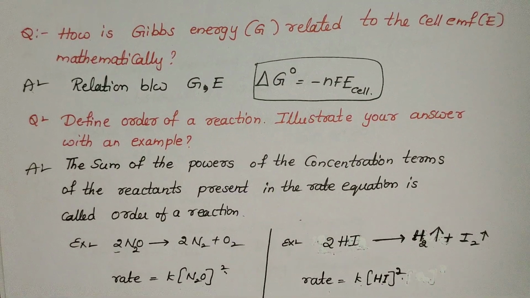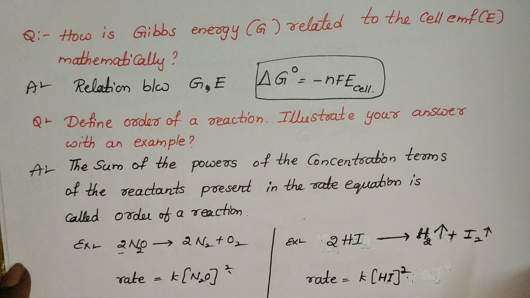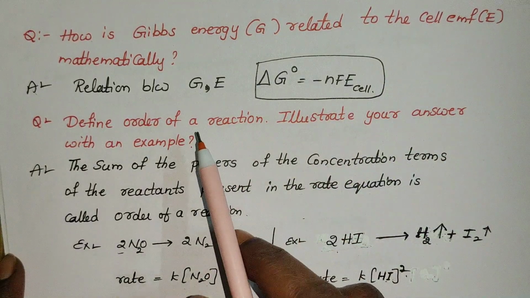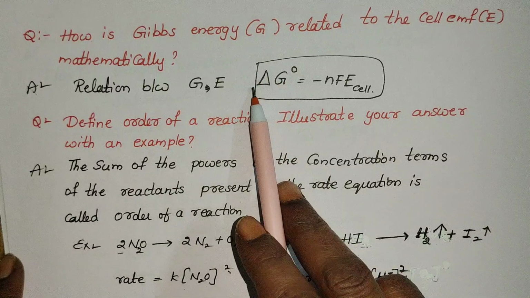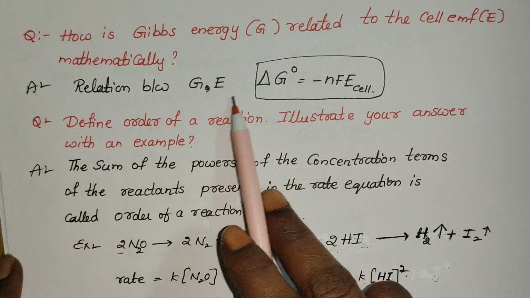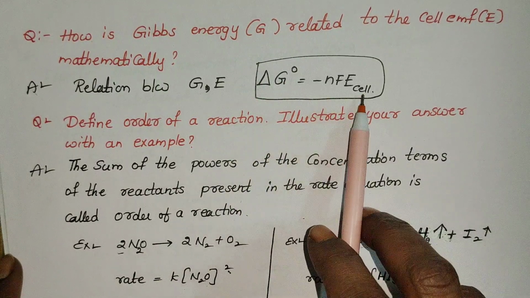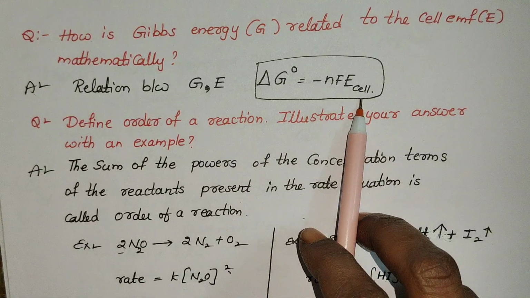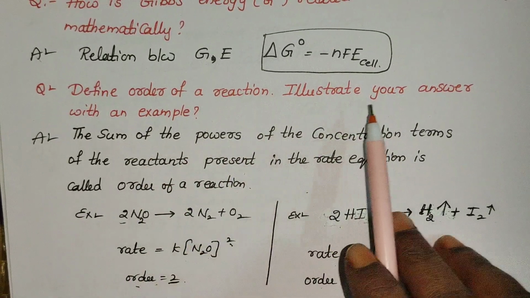And one more important VSAQ: how is Gibbs energy related to the cell EMF E mathematically? Relation between the Gibbs energy and cell EMF E: delta G naught equals minus nF E cell. That's it, this is the direct formula you have to remember, important for MSET also and IPE also.